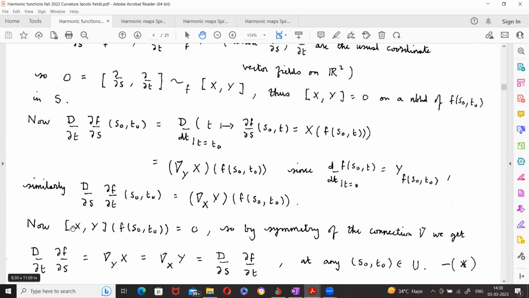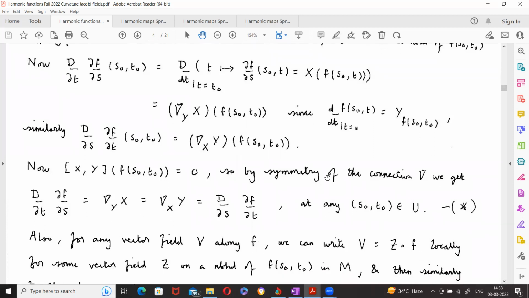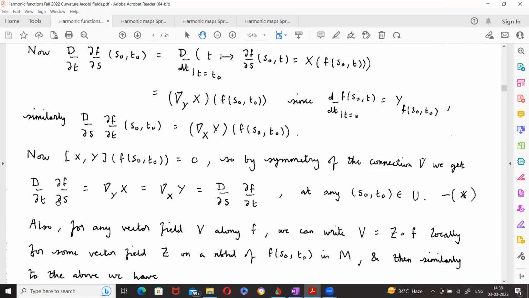But now we know that the bracket of X and Y is 0 at this point on the image of f on the submanifold S. So therefore, by symmetry of the connection, we know the Levi-Civita connection is symmetric. That means that nabla_X Y minus nabla_Y X is the bracket [X, Y]. So if the bracket is 0, that means that nabla_Y X will be equal to nabla_X Y. And therefore, we'll get that D/∂t of ∂f/∂s will be equal to D/∂s of ∂f/∂t. All right. Is this clear?